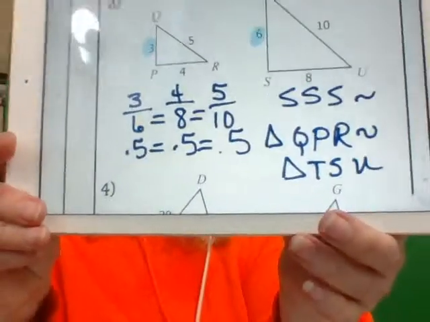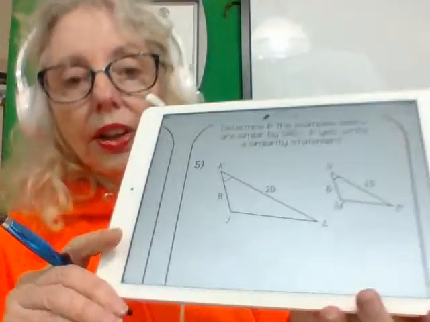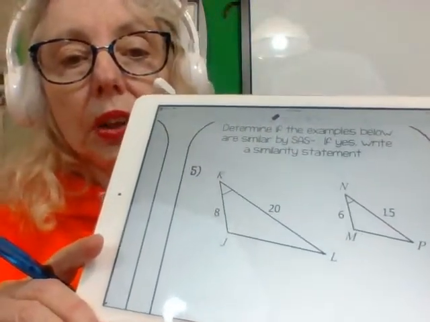Now all three sides have to come out to the same ratio. Okay? Just remember that. All three have to come out to the same ratio. All right, now let's look at side, angle, side. So on this one, you see that K and N are congruent, so I kind of color them in so I can see them.